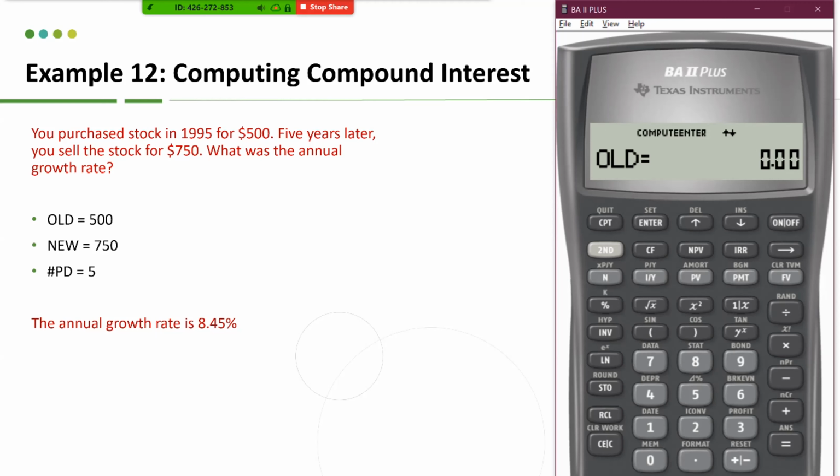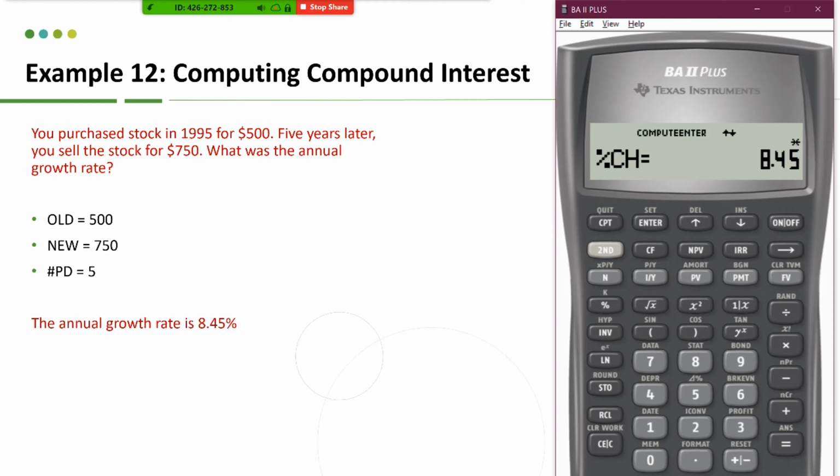Your old value is 500, and then you press enter, and then your new value is 750, and then you press enter. You want to compute the annual growth rate, so you move to the next one for the number of years. You put the number of years equal to 5, because it says there 5 years later, and then you press 5 and click enter. You go back to the percent change and press compute. So the annual growth rate is 8.5%.